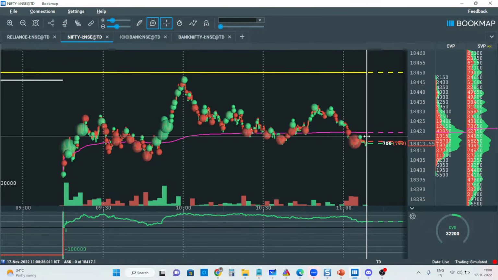So first, we'll try to understand why the market goes sideways. What do you think? Why does the market go sideways? You can just comment it out. You can comment in the Discord also.